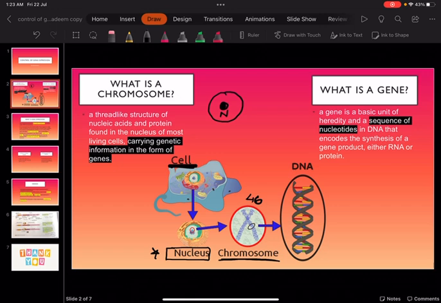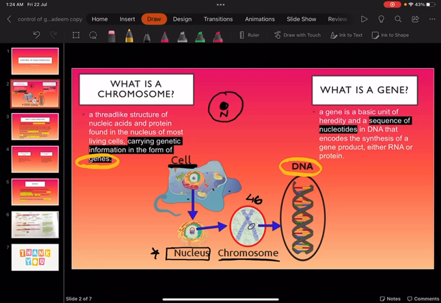Right? Now these chromosomes are actually structures that contain genetic information, and this genetic information is carried in the form of genes. Right? Now what is a gene? A gene is a sequence of nucleotides, right? And DNA is what is made when these nucleotides align.